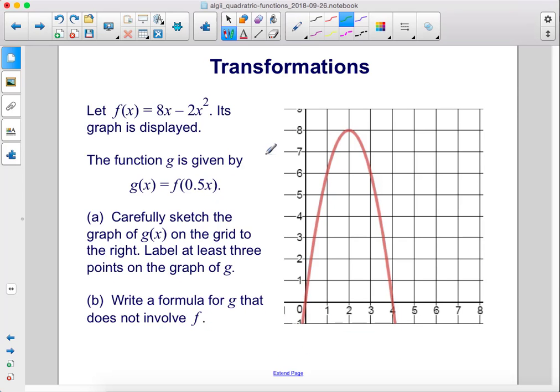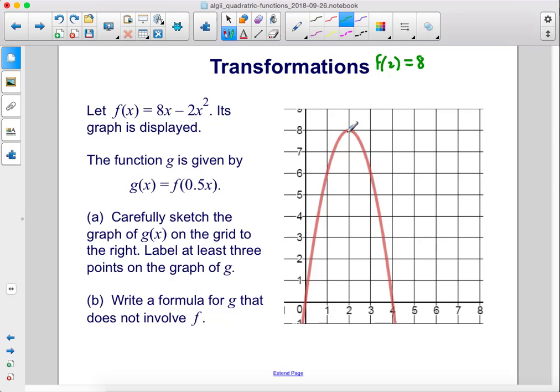Let f of x equal 8x minus 2x squared. Its graph is displayed. The function g is given by g of x equals f of 0.5x. Carefully sketch the graph of g of x on the grid to the right. Label at least 3 points on the graph of g. From the graph, we see that f of 2 equals 8.